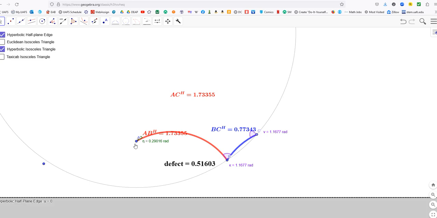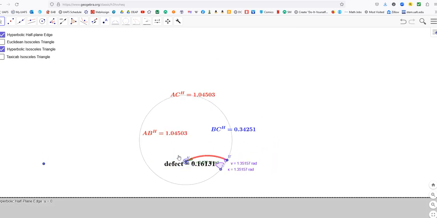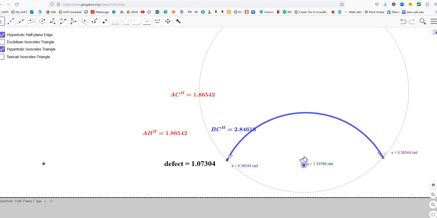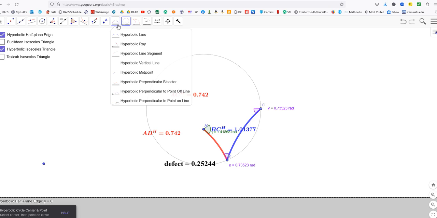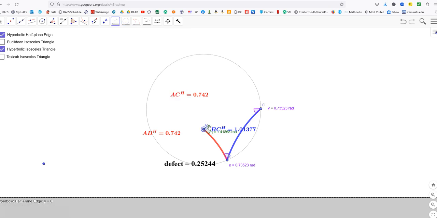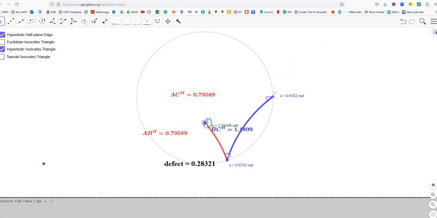Here's the edge. I'm not sure why I lost some of it, so this may be a little buggy. So what I should have here is the line segment going across here. For some reason it's not staying with me.